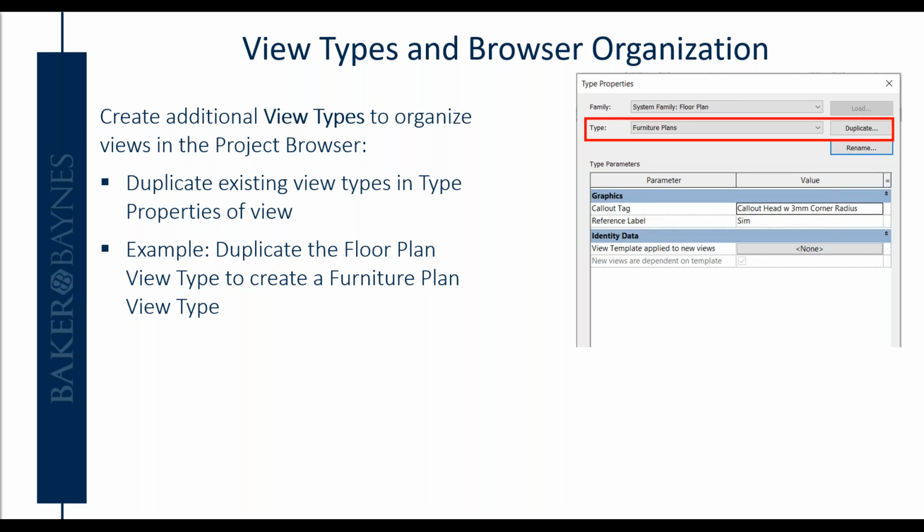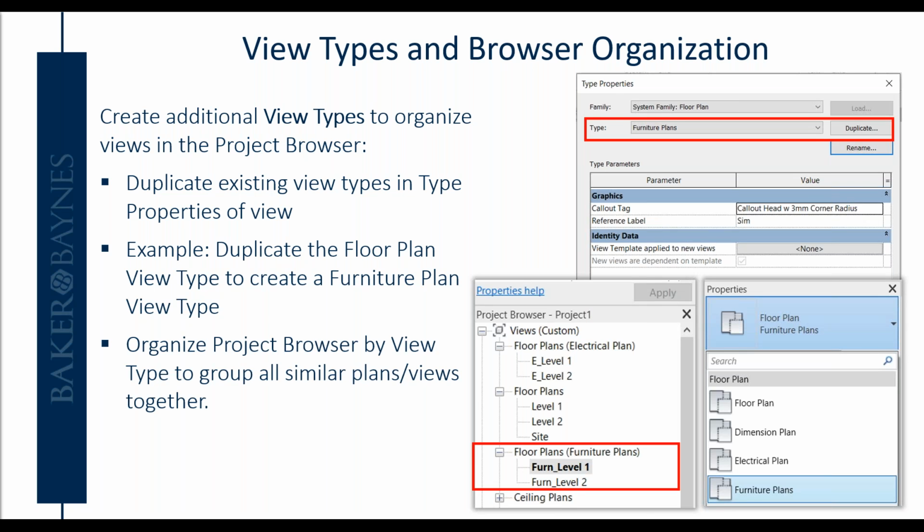Now, this can be done inside of the type properties of the view. So, for example, you might have an existing floor plan, and you can use that to then duplicate it, and maybe you want to create say a furniture plan view type. So what that then does is it creates a separate section, and it files all of your furniture plans then under one section. So this is quite helpful.